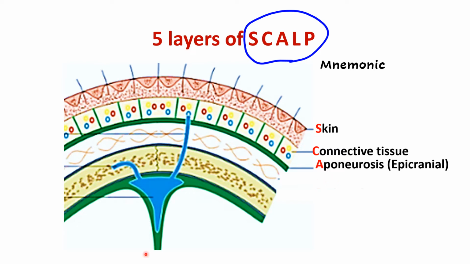Then the fourth layer will start with the letter L, and this is, we can see here, loose areolar tissue. And the deepest layer, right, that is the pericranium. This pericranium is nothing but the periosteum of the skull bones, which are seen here. So let us see all the layers now, from the deep to the superficial. Let us see that now.